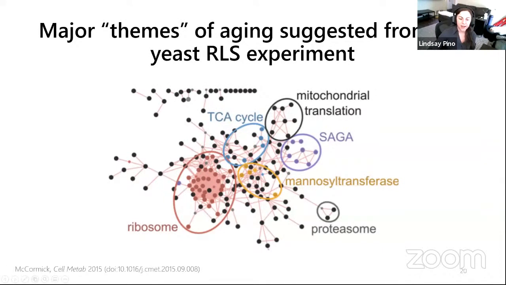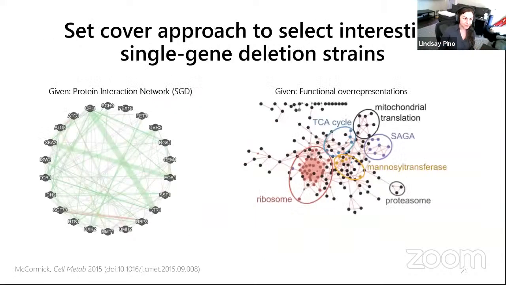SAGA is a protein complex in the nucleus that can regulate different gene expression. So taken together, I was thinking there must be something in the proteome that is driving this phenotype of extended lifespan. Let's look at protein abundance and see if we can find it.